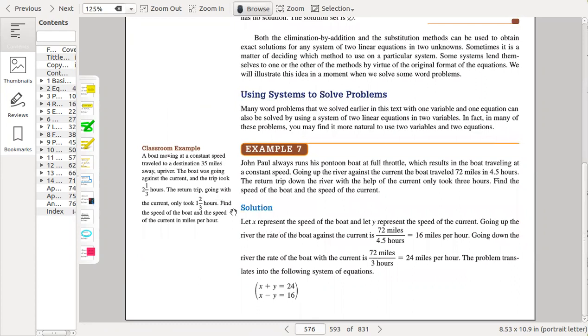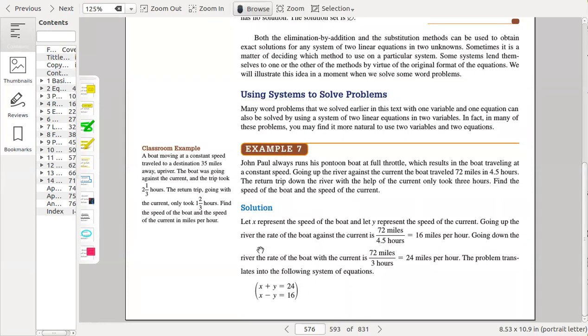So here is the first problem. John Paul always runs his pontoon boat at full throttle, which results in the boat traveling at a constant speed. Going up the river against the current, the boat traveled 72 miles in 4.5 hours. The return trip down the river with the help of the current only took 3 hours. Find the speed of the boat and the speed of the current.